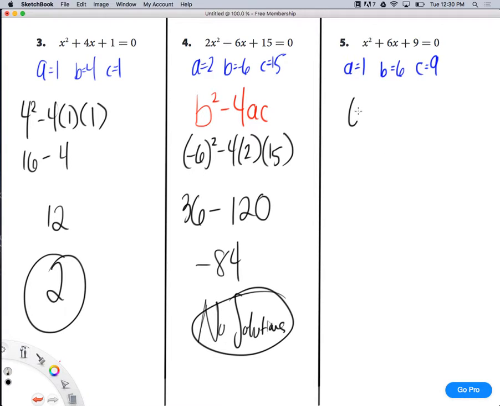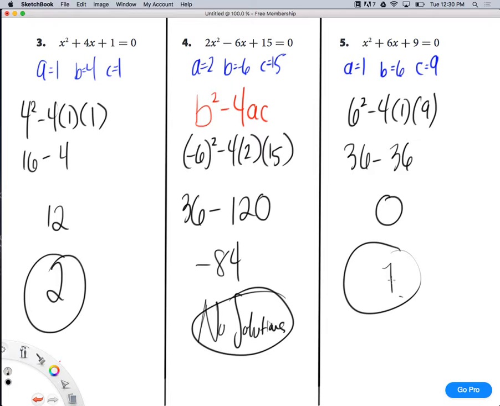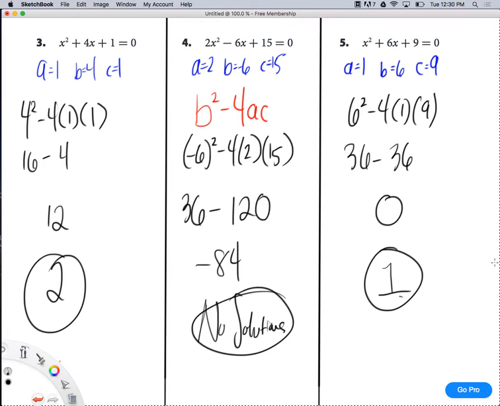Now this one, it's 6 squared minus 4 times 1 times 9. 6 squared is 36. Minus 4 times 9 is 36. 36 minus 36 is 0. How many solutions does this have? 1. One solution. Any questions on that? Okay, so you now know how to use the discriminant to determine how many solutions there are of a quadratic equation. Good. Any questions on how I did this? Okay, cool.